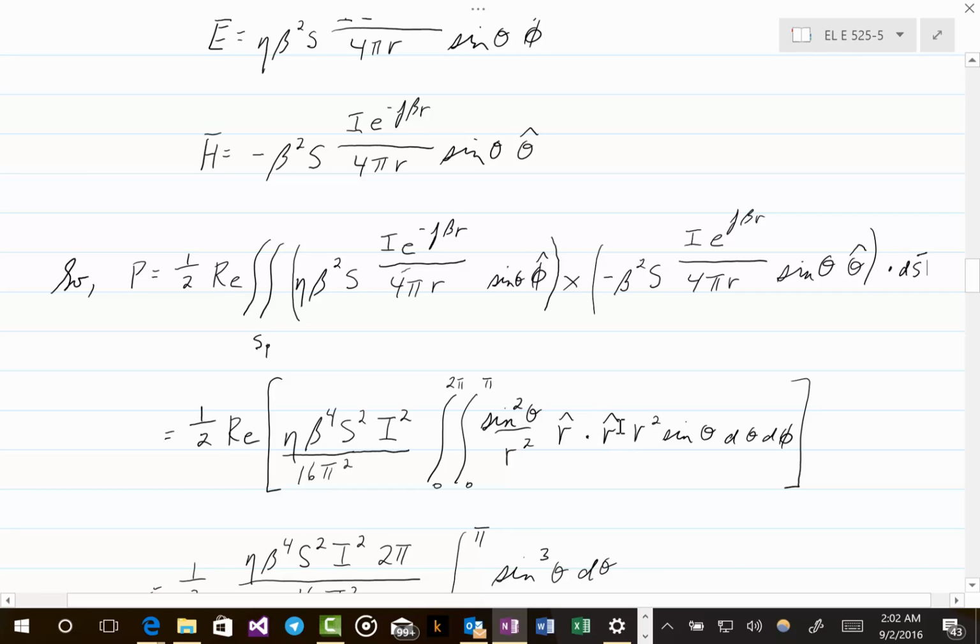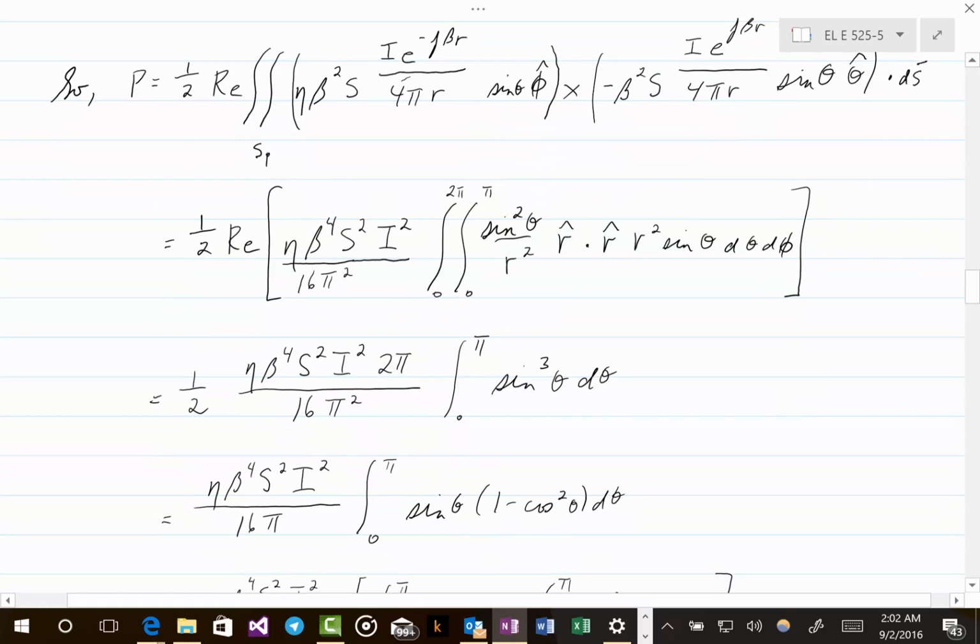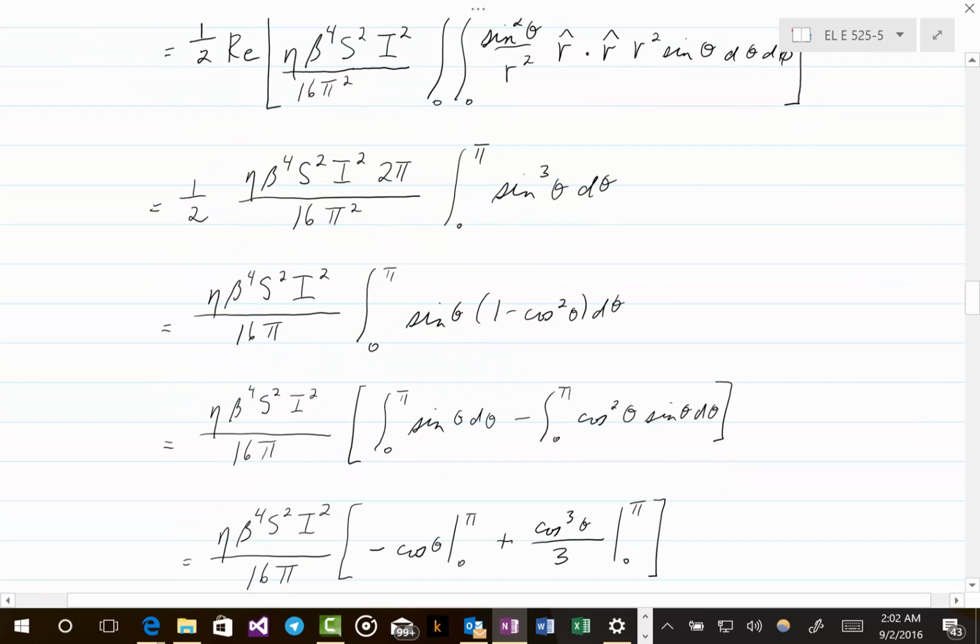And now where did this r hat come in? Well, from ds. ds is equal to r hat r squared sine theta d theta d phi. Of course, r hat dotted with r hat is 1. The r squareds here cancel. And after we do all of this, we see all of this inside the brackets is real, so we can drop that part. And we're just left with this expression here, and we have to do a fairly easy integral, which is the integral of sine cubed theta.